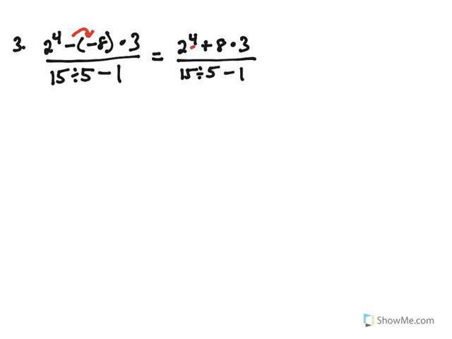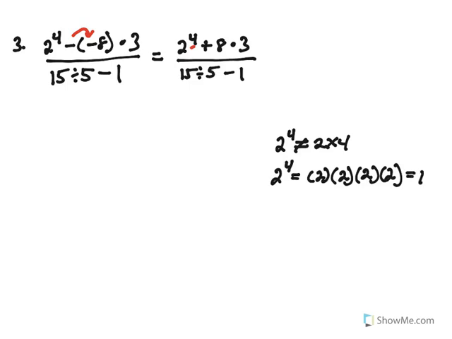And I'm going to go ahead and take care of these exponents. So remember, 2 to the 4th power does not equal 2 times 4, right? What it equals is 2 times 2 times 2 times 2. And that's going to be 16. Okay? So this is going to be simplified to 16 plus 8 times 3 over 15 divided by 5 minus 1. So if you want to follow the true order of operations, this is the process to do it.